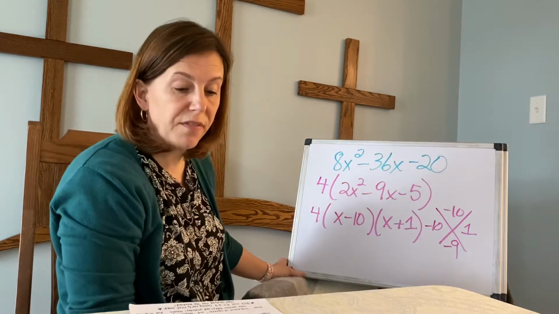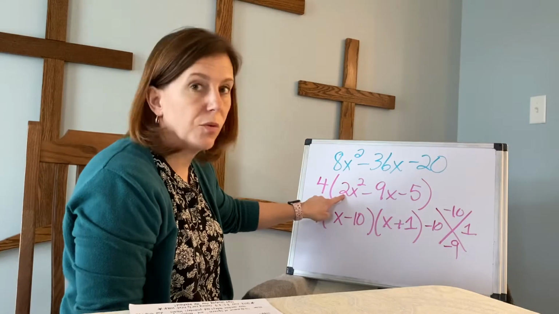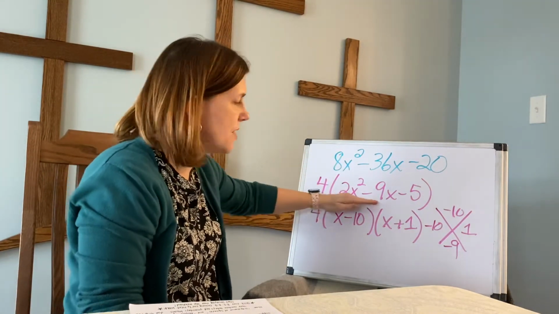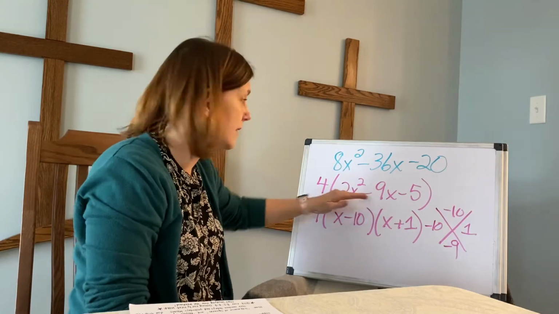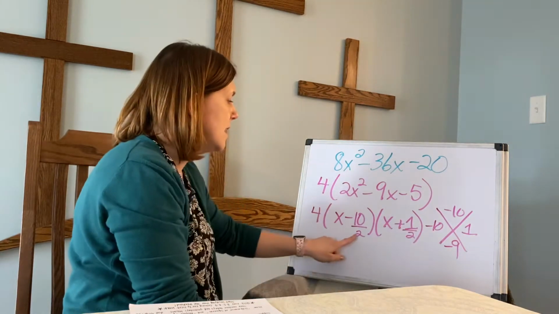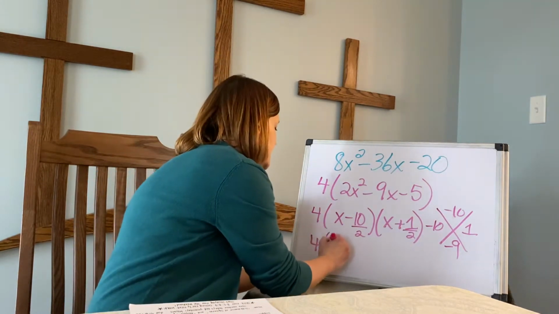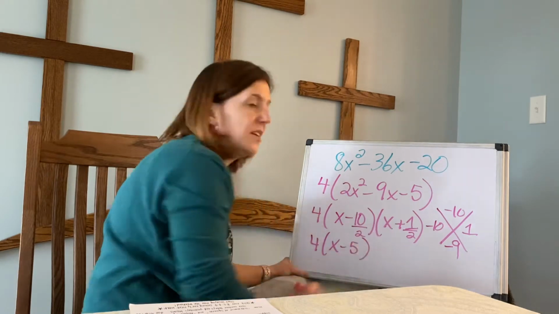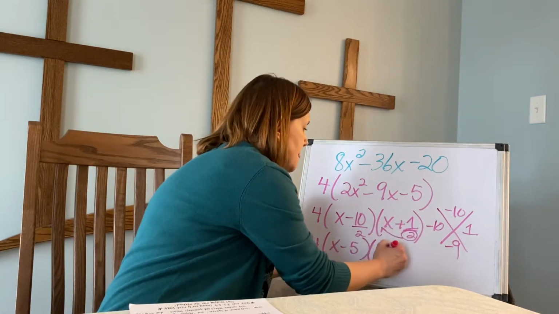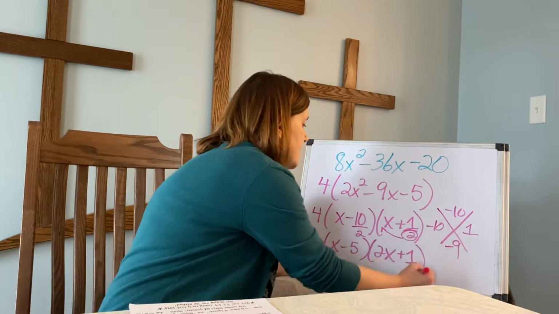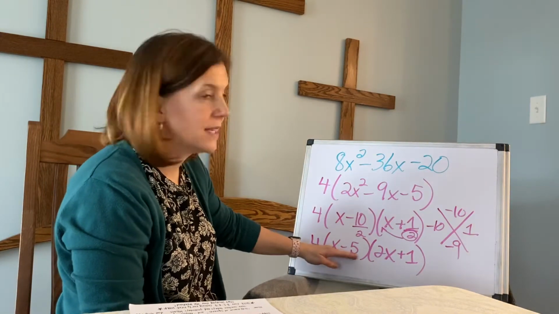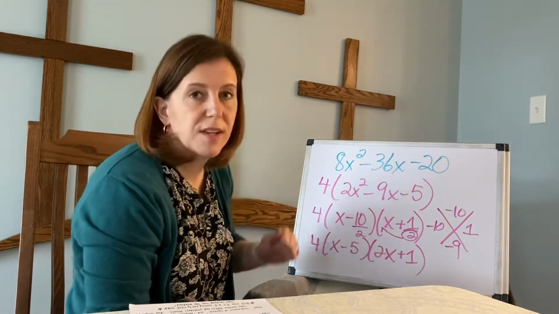But I had a lead coefficient here. It was 2. Remember, I don't deal with 8. After I pull out that greatest common factor, this is my new quadratic. So I'm going to divide everything by 2. Divide and slide. This divides evenly to give me 5. This does not, so there's my slide. So my factored form of this quadratic is 4 times x minus 5 times 2x plus 1.